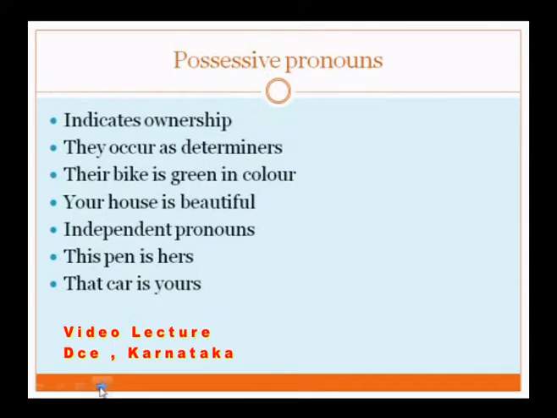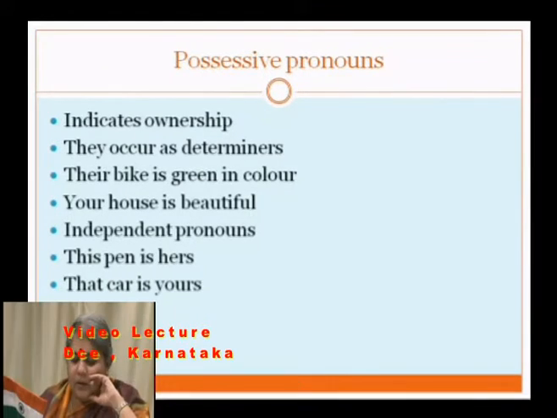The second pronoun that we are going to see, the third pronoun that we are going to see under the major heading of central pronouns is possessive pronouns. Possessive pronouns are generally used to indicate what? Ownership. They occur in two forms. As determiners in the noun phrase, that is the first example I have given, they occur as determiners in a noun phrase. The second is that they occur as independent pronouns.